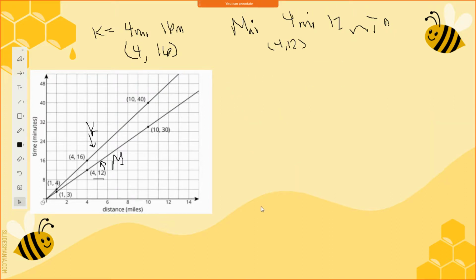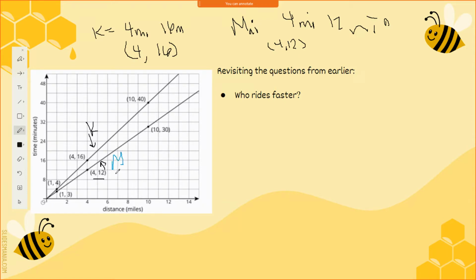So let's go to our next question, which is, who rides faster? Well, if I look at the different points here, I can tell that Mai is faster because she is able to get to 1 mile in 3 minutes versus Kieran, it takes 4 minutes to get to 1 mile. And Mai gets to 4 miles in 12 minutes versus 16 for Kieran. And 10 miles in 30 minutes versus 40 for Kieran. So that means that Mai is the faster of the two riders.